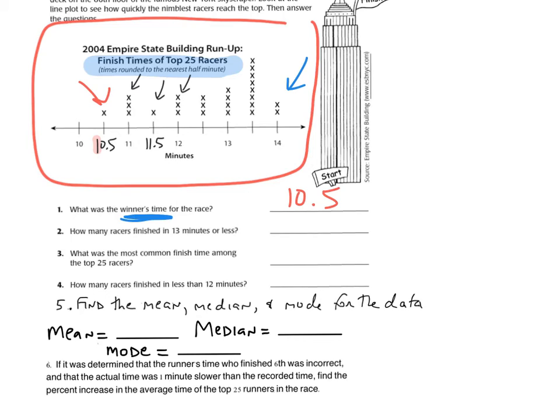For number 2, how many racers finished in 13 minutes or less? Again, I don't think I need to enter the data into my calculator to answer that. I'm just going to simply count up the data values that are 13 minutes or less. So I'm going to count up the 10.5, the 11, the 11.5, the 12, the 12.5. And here the question said 13 minutes or less. So here we have to include the 13-minute runners. So how many runners were from 10.5 to 13? Count up the X's. And I counted 15 runners.